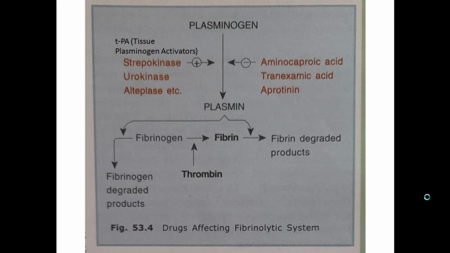Some agents like streptokinase, urokinase or alteplase are fibrinolytics, which activate plasminogen, and there will be a breakdown of the fibrin, or breakdown of the clot. Some agents like aminocaproic acid, tranexamic acid and aprotinin inhibit the activation of plasminogen and thereby inhibit the breakdown of the fibrin clot, or the thrombus which has been formed.